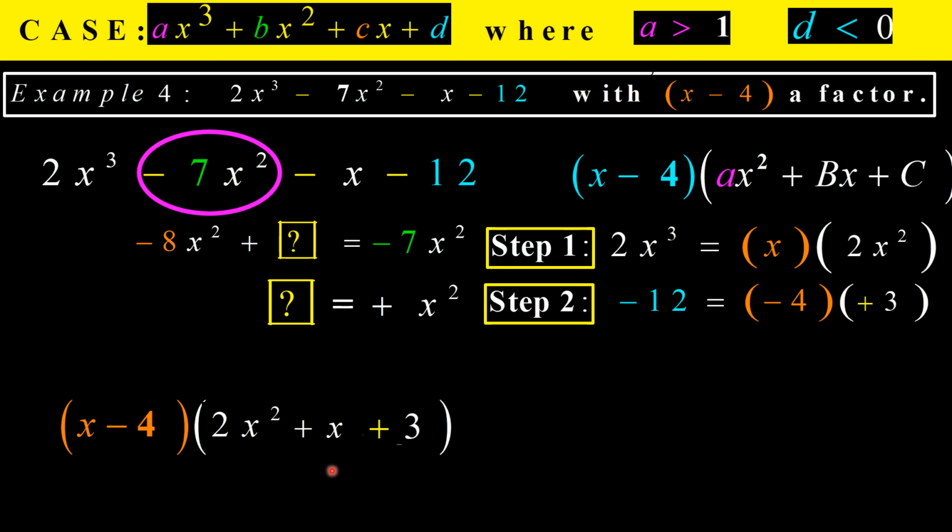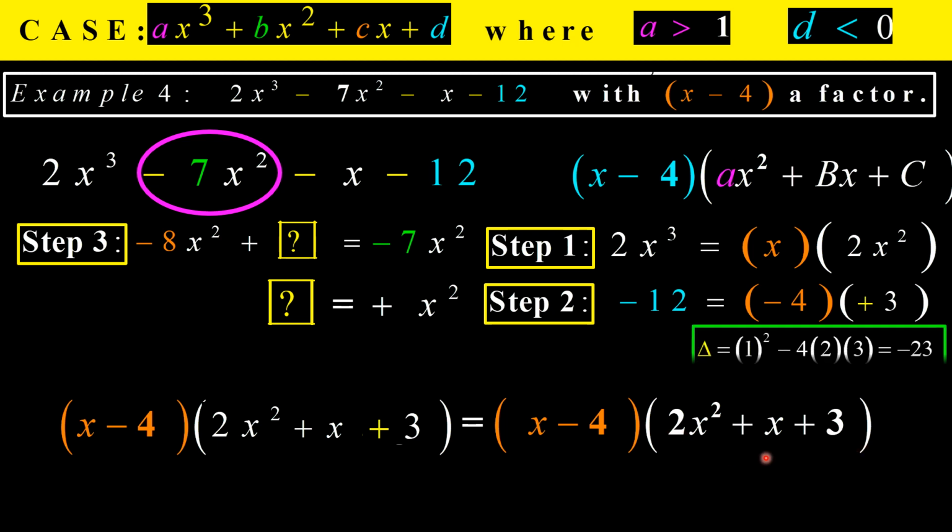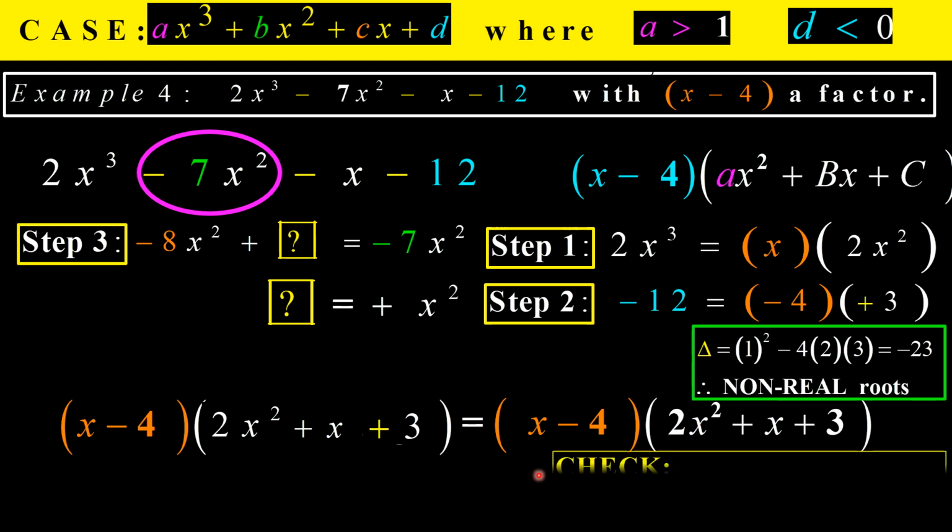So there I factorized. I've got the given linear factor, which is x minus 4, and I now need to multiply it with 2x squared plus x plus 3, which is my quadratic. Right? Let's check the discriminant value. My a value is 2, my b value is 1, and my c is 3. And if we calculate again, we see that this quadratic has non-real roots. So the only real or rational factor would be x minus 4.